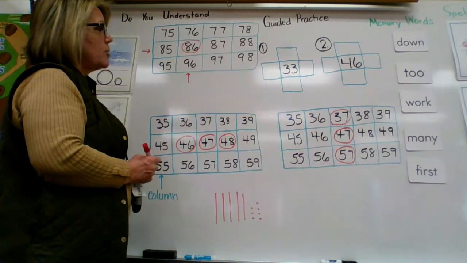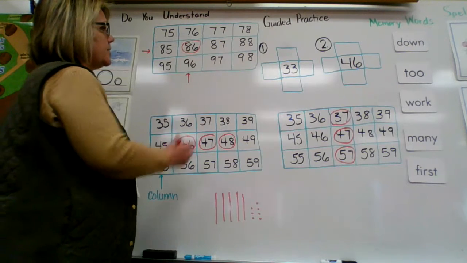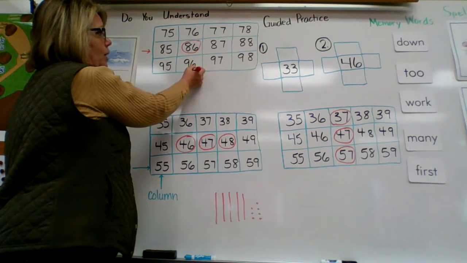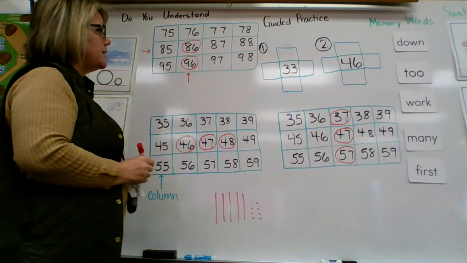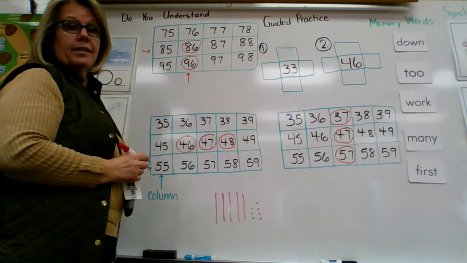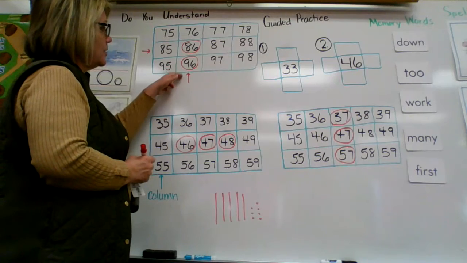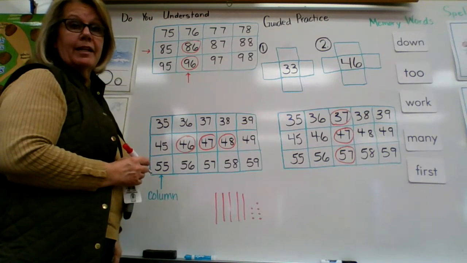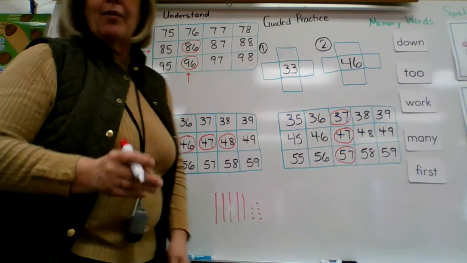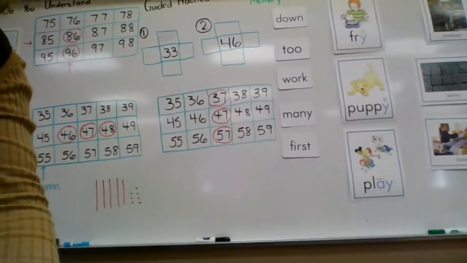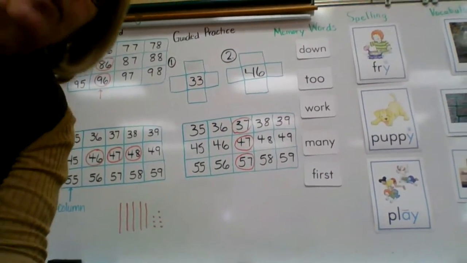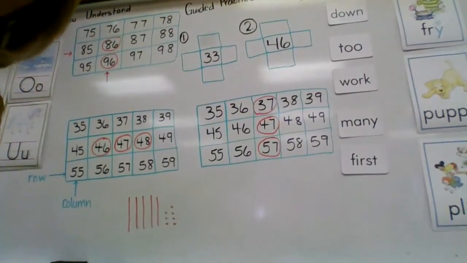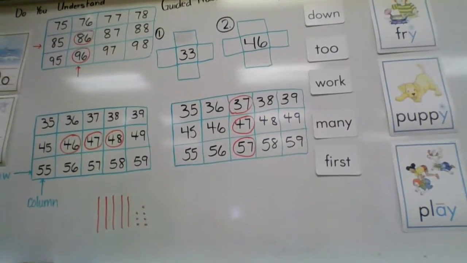We want to find the number that is 10 more than 86, so we look at that number that is right underneath 86, and that is the number 96. What number is 10 more than 86? The number 96. All right, let's go on to some practice, boys and girls, before you go to work on your own. So we are looking at problems 1 and 2.